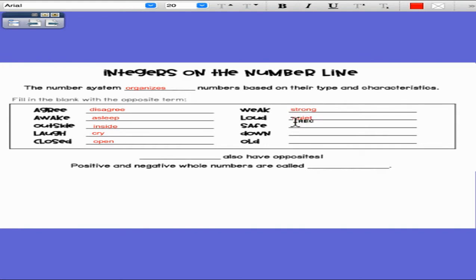Make sure you spell that one right. Don't write quite. The opposite of safe is dangerous. The opposite of down is up. And the opposite of old is young. Numbers also have opposites. Positive and negative whole numbers are called integers, and that's what we're going to be studying today. So make sure you have all of these correct and your notes are completed. Let's go to the next slide.